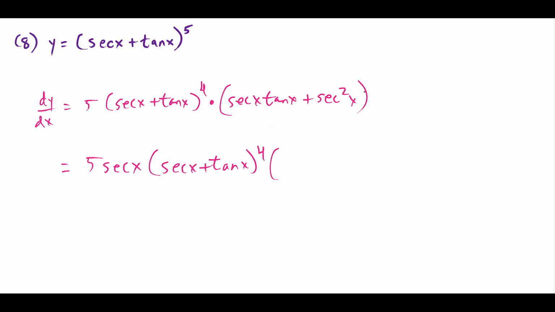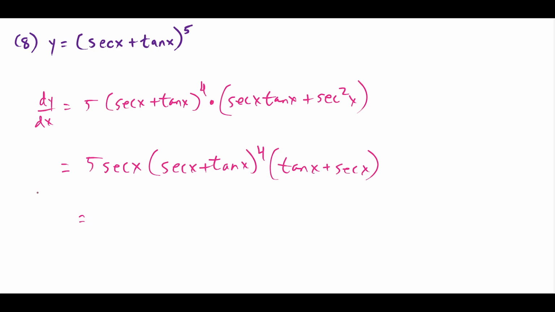But now notice this set of parentheses here. If I take out the secant x, I'm left with tangent x plus, and when we take out a secant x from secant squared, we're left with just secant x. But notice this term here matches this term being raised to the 4th power. Because of commutativity of addition, this is equal to secant plus tangent.